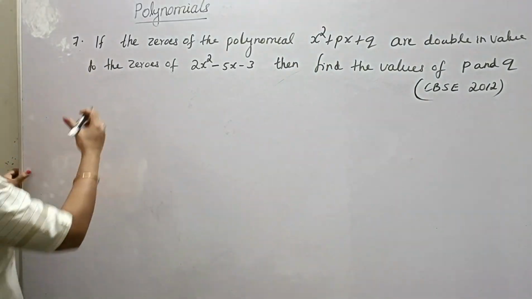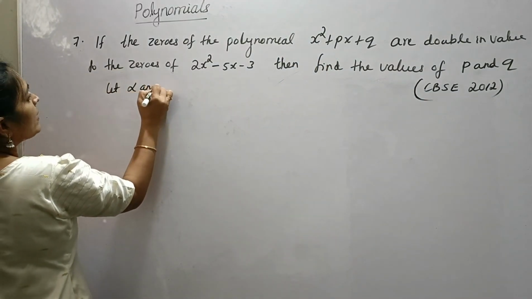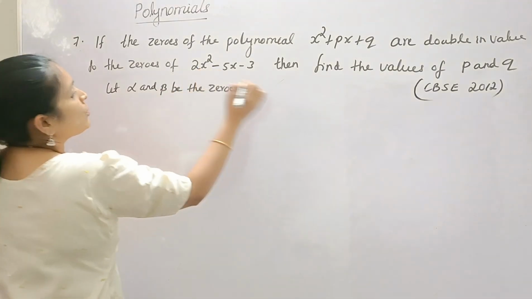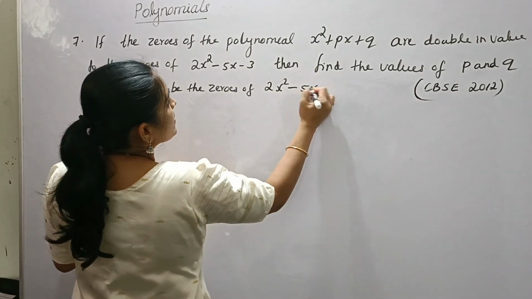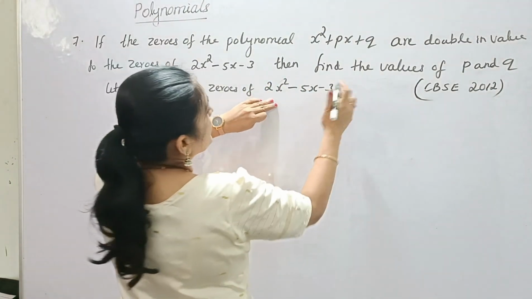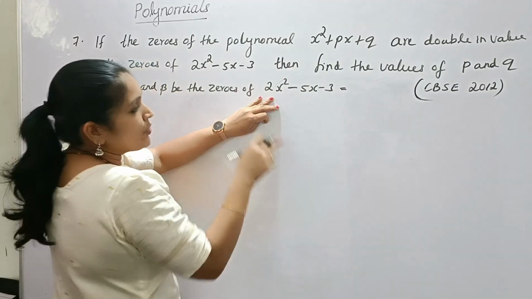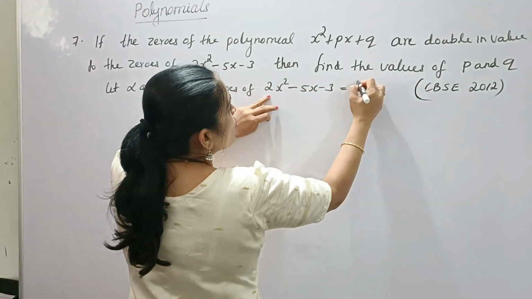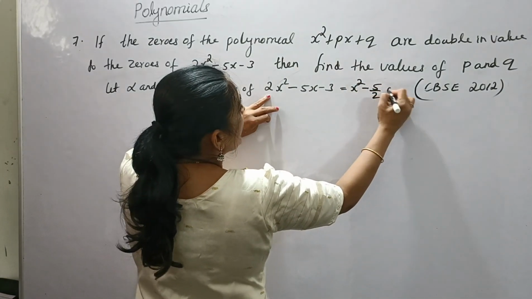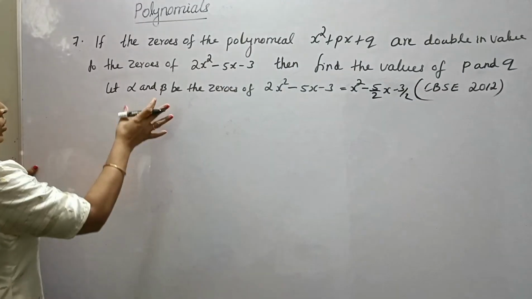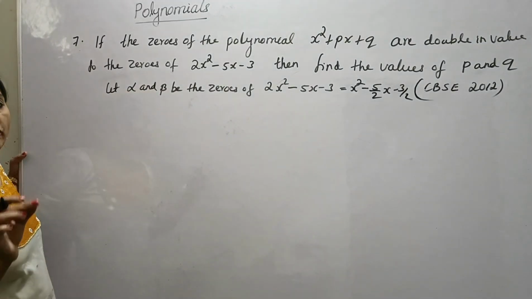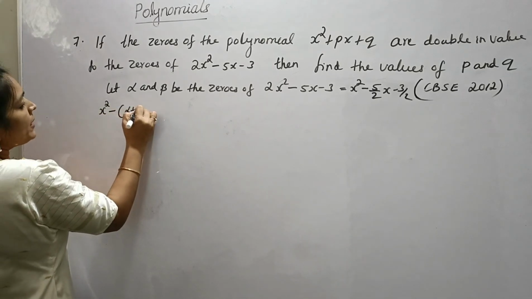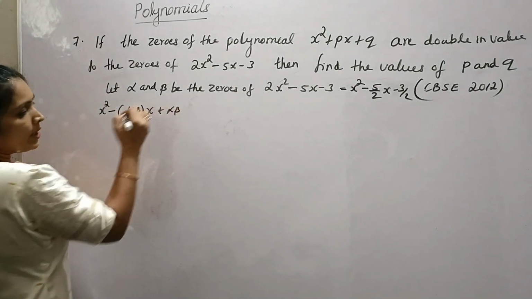So let alpha and beta be the zeros of 2x square minus 5x minus 3. Now this can be written as, let's make the coefficient of x square 1 by dividing throughout by 2: x square minus 5 by 2 x minus 3 by 2. Now we know that if alpha and beta are the zeros of the polynomial, then the polynomial will be x square minus of alpha plus beta into x plus alpha into beta.